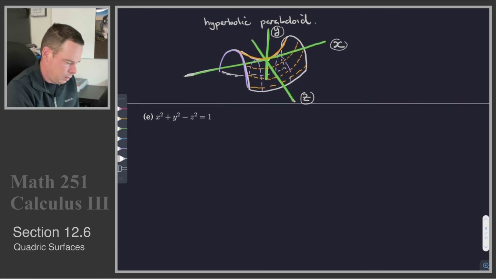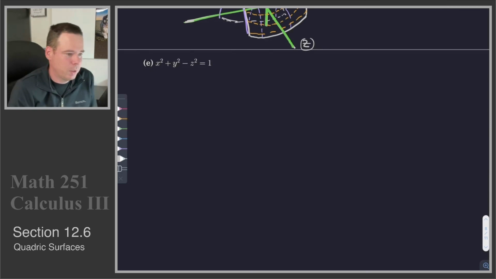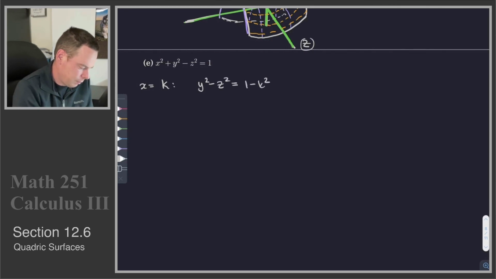All right. And now our last example, an equation of the form x squared plus y squared minus z squared equals 1. So you look at this and you might say, oh, that kind of looks like a sphere, except there's a negative sign in front of the z squared. So let's see how that affects the shape. So we're going to get our traces, x equals k. That's going to be y squared minus z squared equals 1 minus k squared. These are hyperbolas.